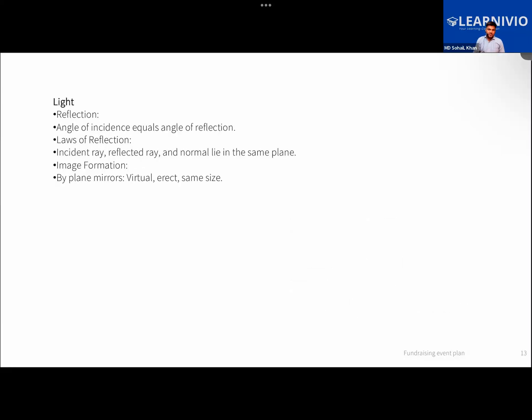Then we also learned about the light chapter. So try to recall what are the things we have learned. In the light chapter, what did we learn? We learned what is light. So we learned light is a form of energy, right? That enables us to see the world around us. That gives us the sensation of vision.